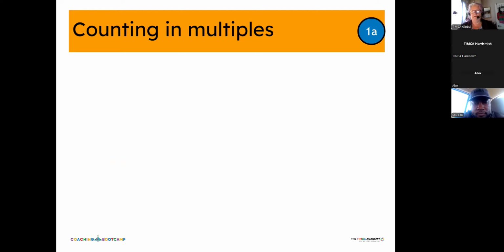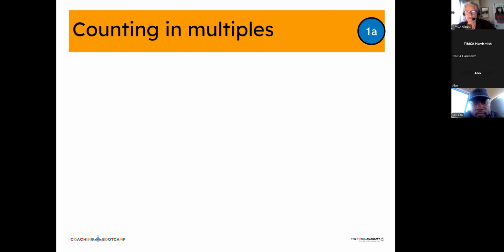So let me explain what the screen is all about. At the top here, we've got 1A. These will be the tasks that we're doing as we go along. And when you get your notes, you'll be able to see the notes that will match against the video that we're doing as we go.